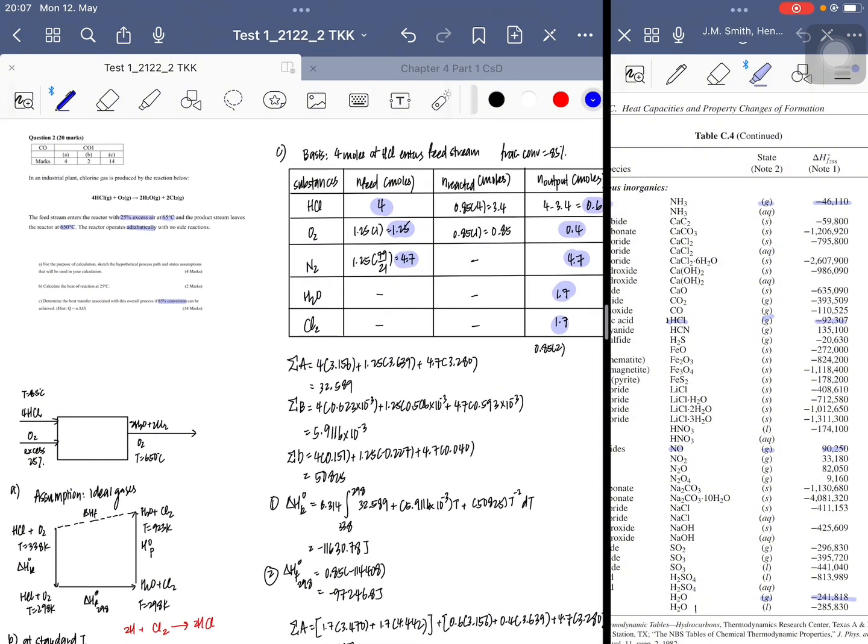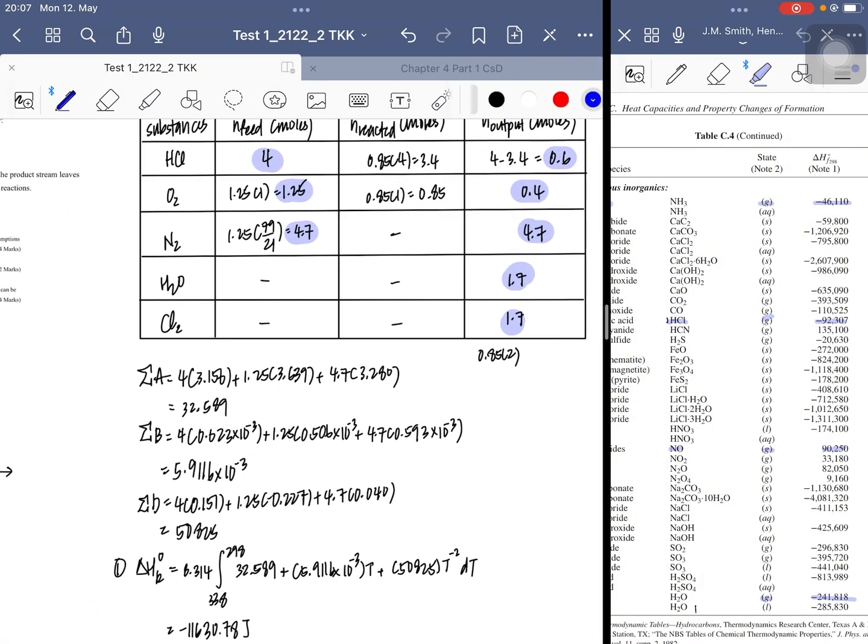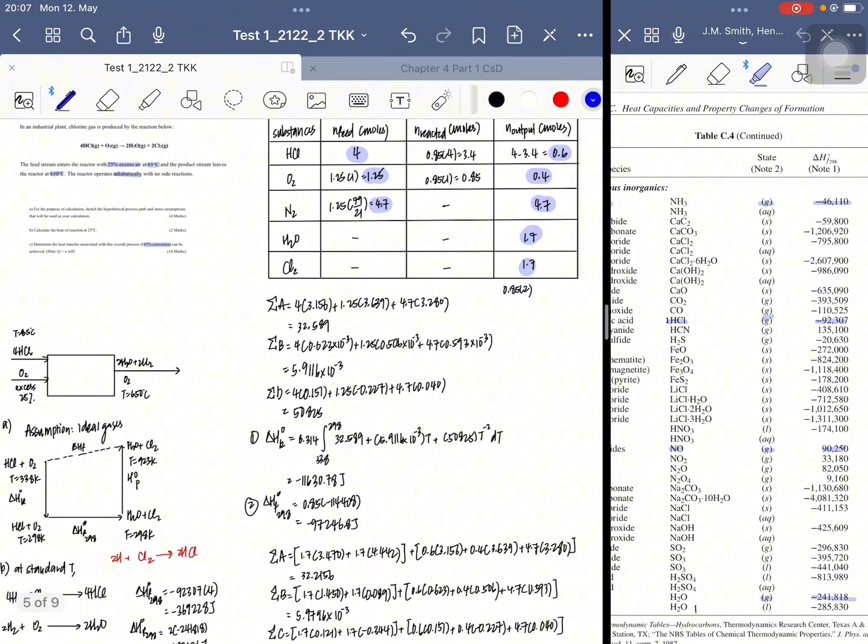So by logic, if we don't take excess air into account, if we don't take the 85% conversion into account, it's actually just 2 moles of H2O that is formed, right? But since it is 85% conversion, which means that only 85% of HCl and O2 is converted into H2O and Cl2. So it's just 0.85 times 2, you get 1.7. So basically your table is complete.